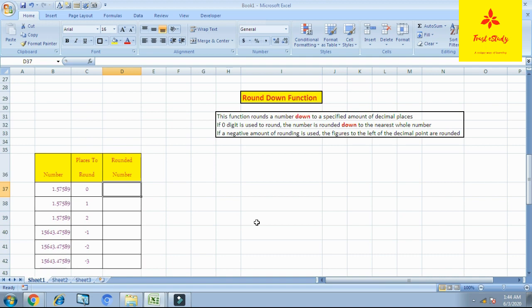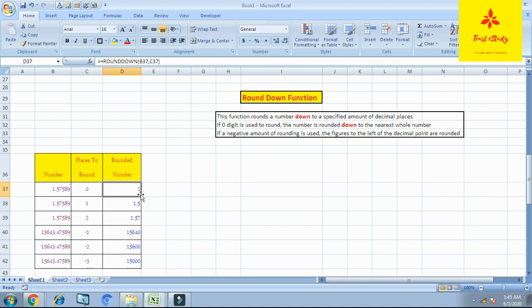Let's understand this with the help of an example. Round down. Again, it has two components. First one is the number itself and up to how many digits you want to round. I will do simply Control D. When I used up to 0 decimal places, it rounded to the nearest down whole number. Here the word that needs to be taken care of is down.